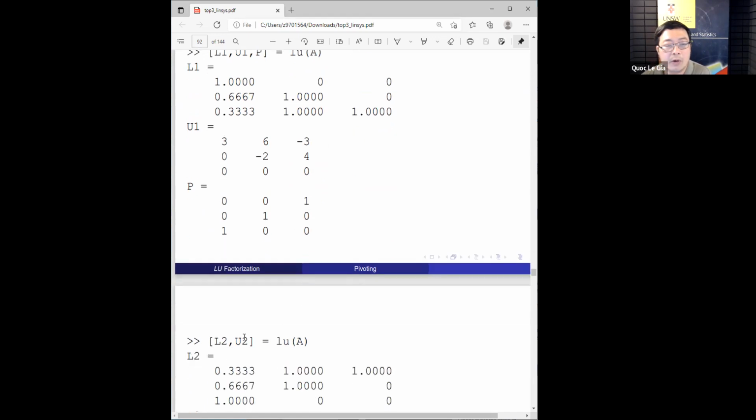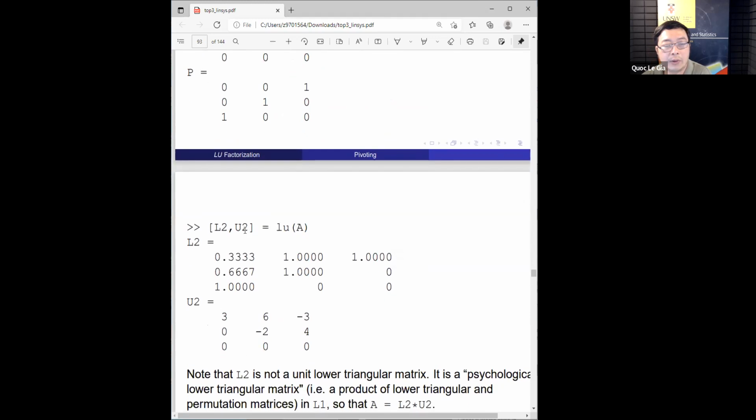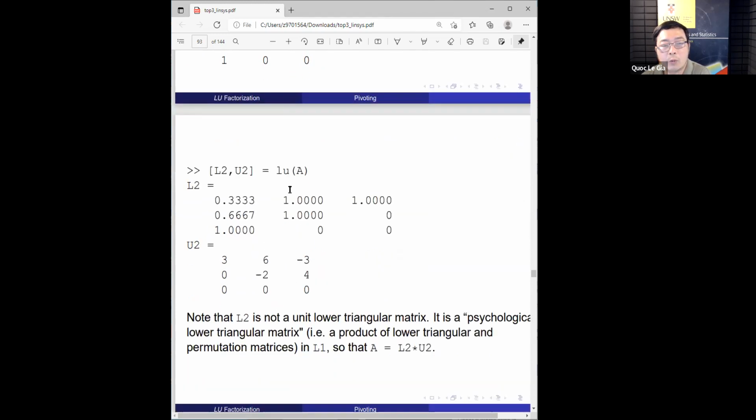So in this case, if you forgot to give P, then you see the matrix L is not lower triangular. So it's not unit lower triangular. Even U is upper triangular. So be very careful when you use the LU command. You have to understand what is going on. So far so good, right?